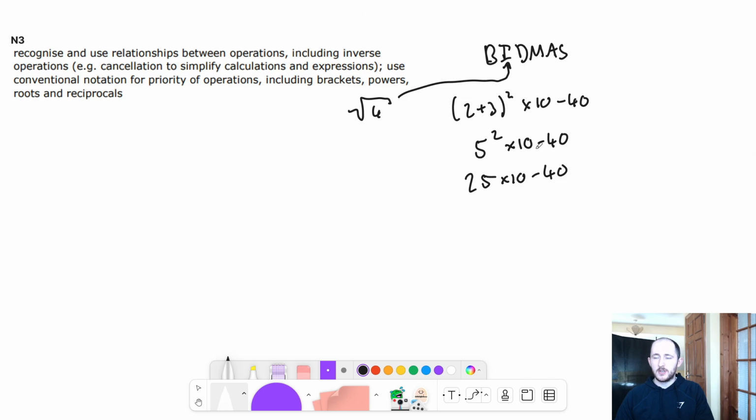Then D stands for division, so then you divide. We don't have a divide. Then you multiply, so that'd be 250 minus 40. Then you add and then you subtract, so then lastly it'd be 210.